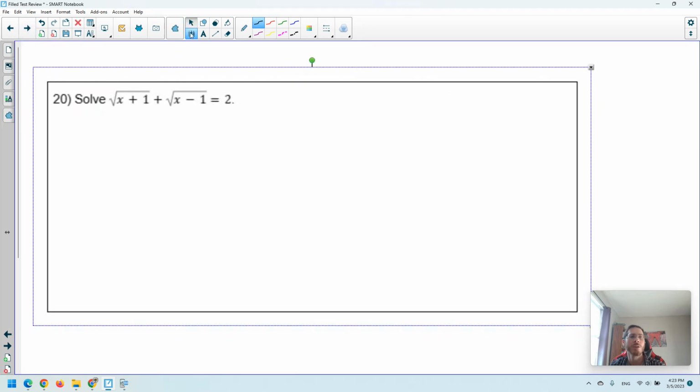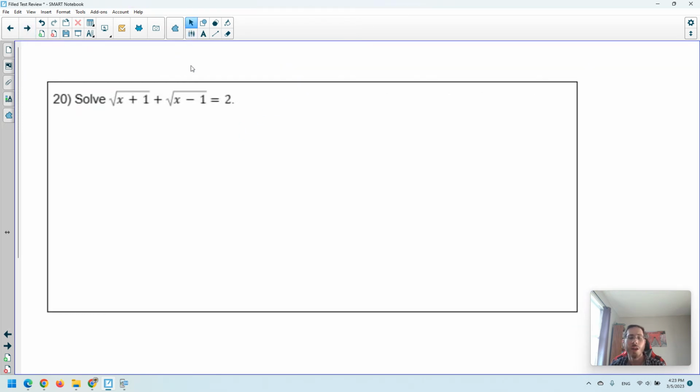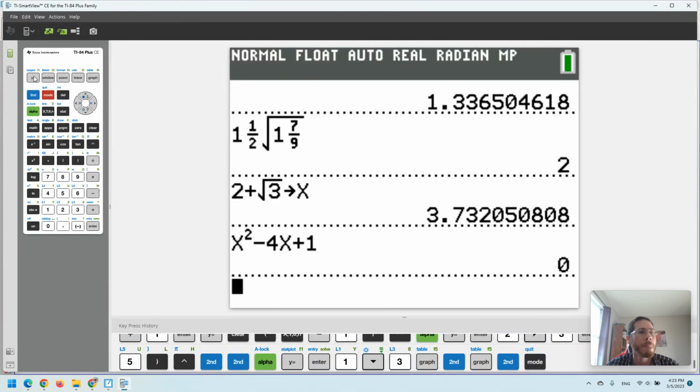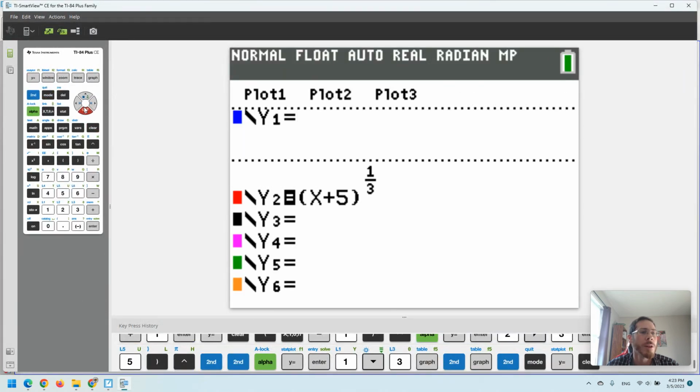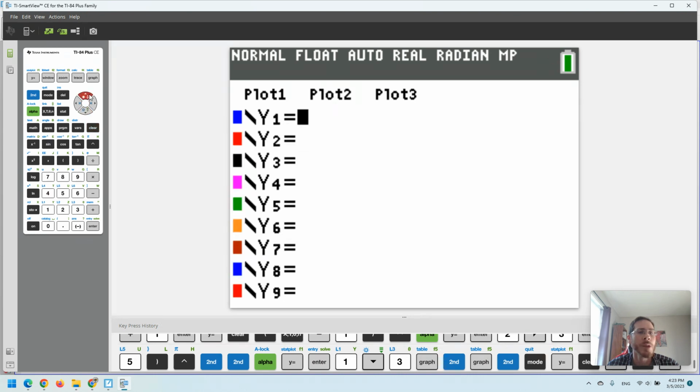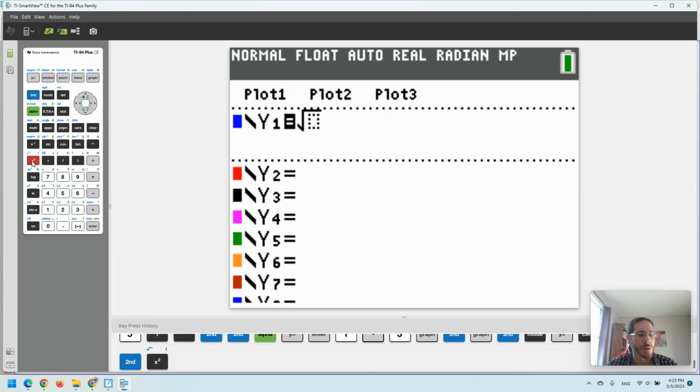For number 20, we got another solve one. Like I said before, if we've got two radicals on the same side, chances are you just want to graph this and get out of there. But let's see what we got when we do that. So if we want to graph it, let's go ahead and graph right there. So square root x plus 1.